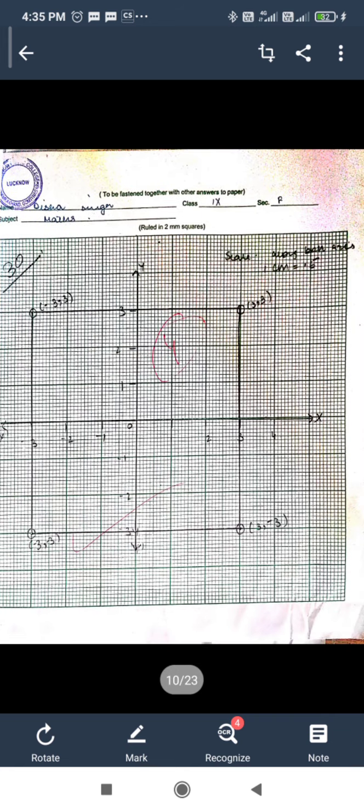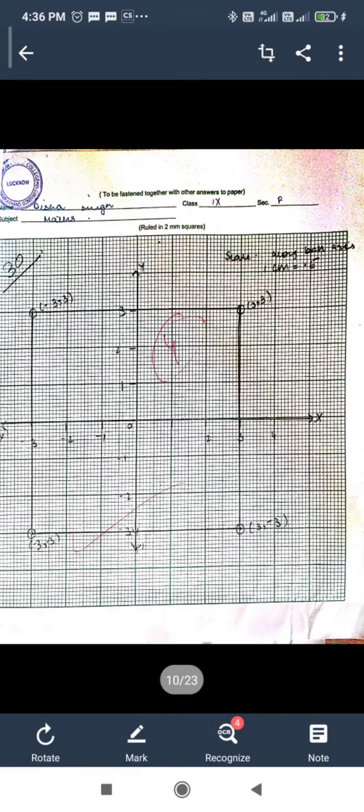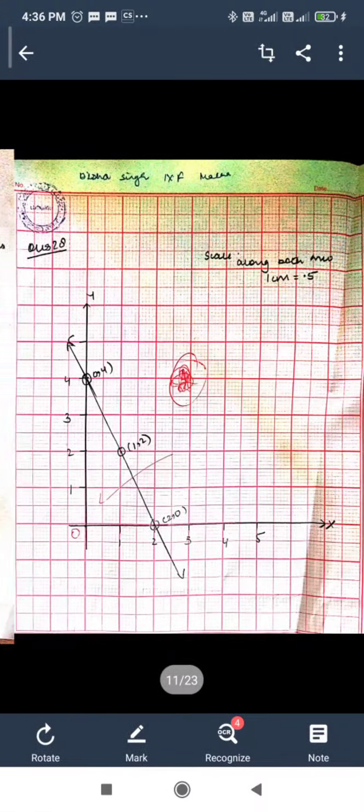Okay, now question number 30. In question number 30 we have to plot 4 points. Values of 4 points are given to you. You have to plot these points. So these points I have plotted, likewise whatever the points are, I have plotted A, B, C, D, and the figure formed is a square.